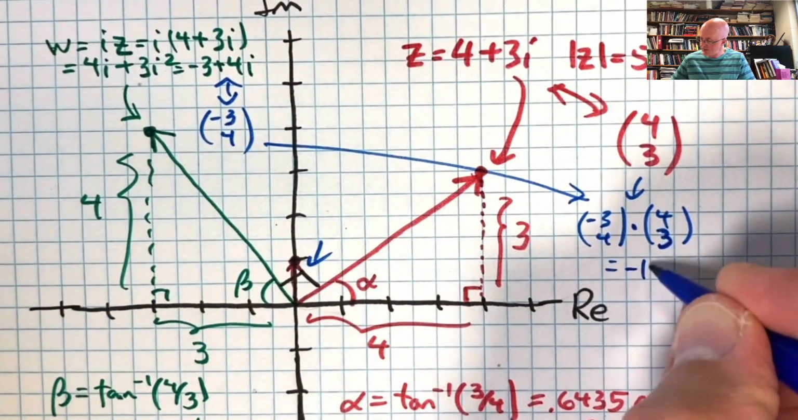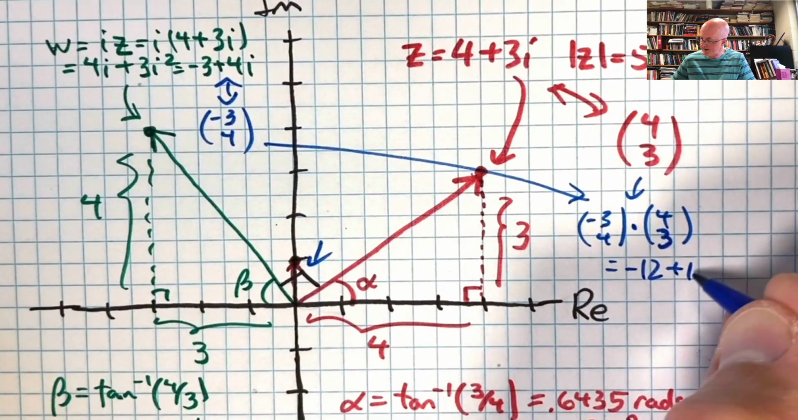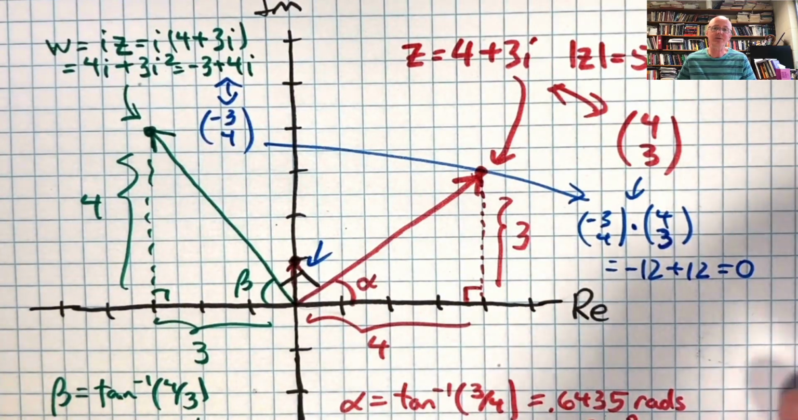-3 times 4 is -12. Add the product of these components. 4 times 3 is +12. You get -12 plus 12 is the number 0.